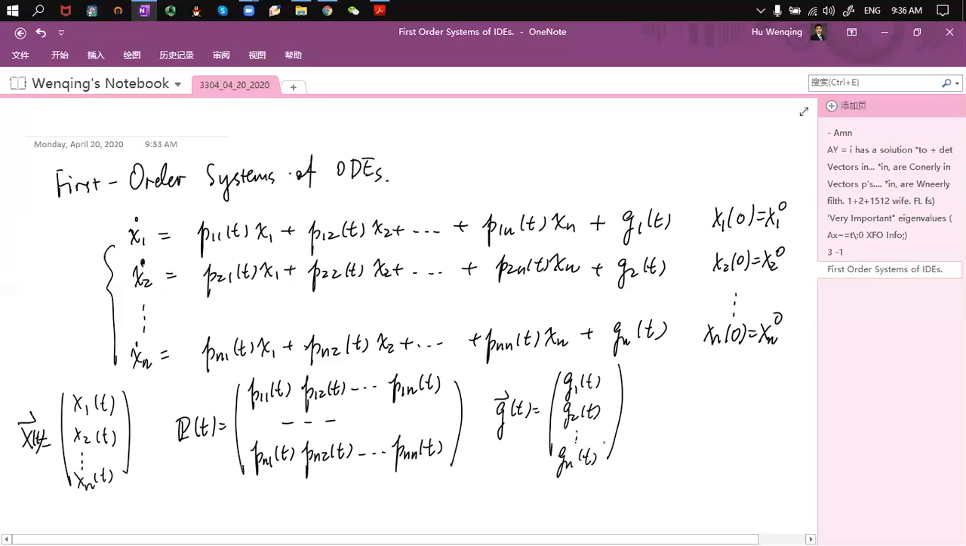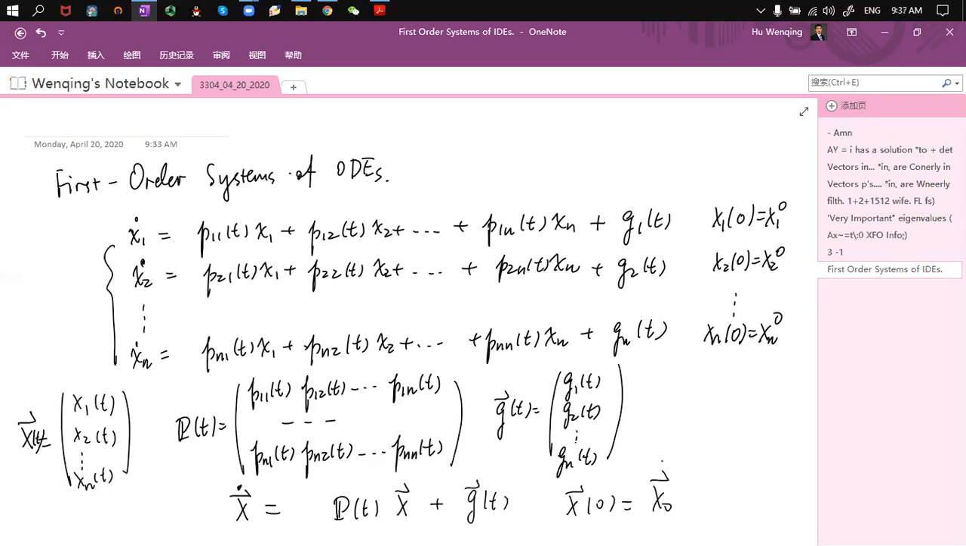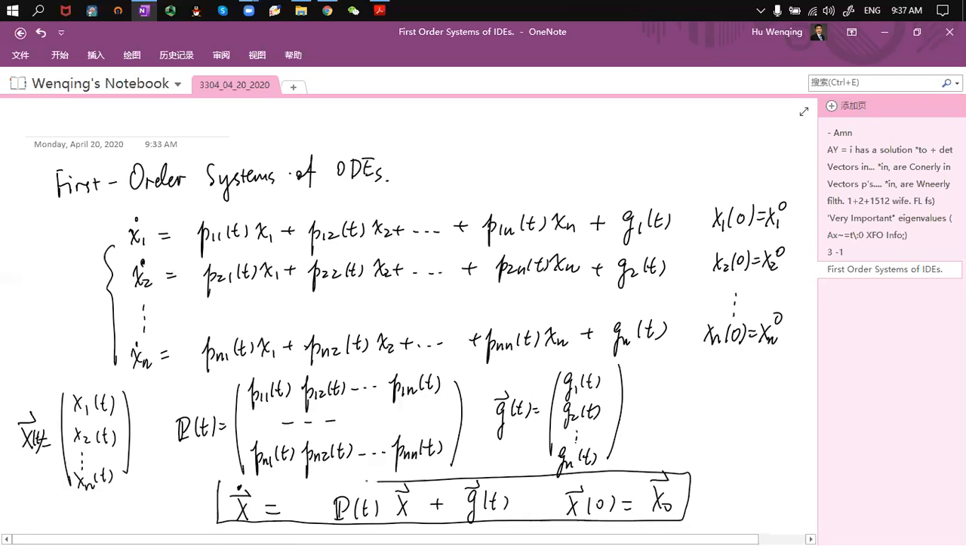Therefore, this linear system of equations can simply be written as x dot is equal to P of t multiplied by x plus G of t, where the initial value x of 0 is some given vector x0. So this is how you reduce a system of first order ordinary differential equations into vector matrix notation.